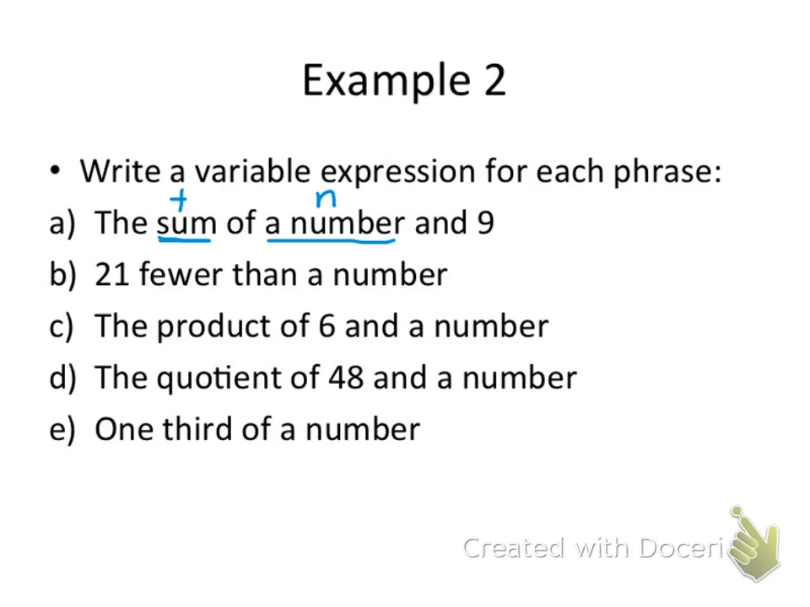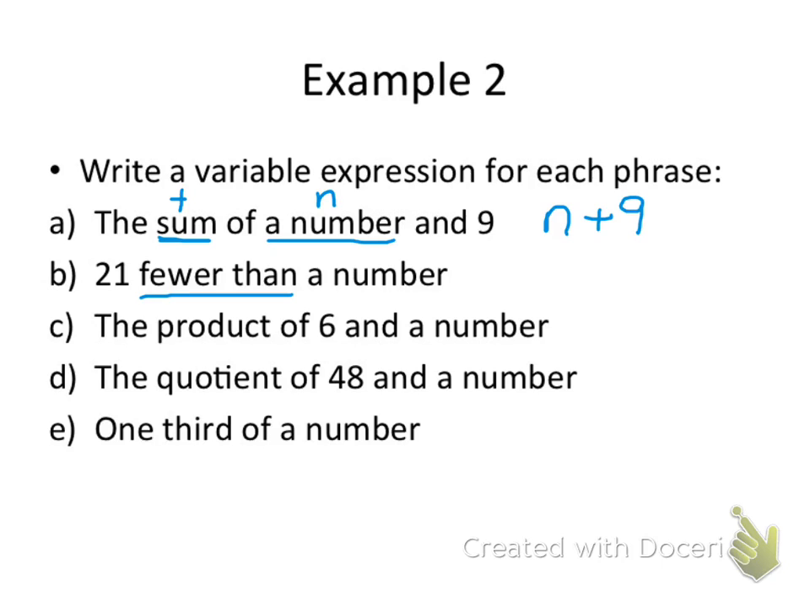Here's our variable, and then here's the other number. So n plus 9 would show the sum of a number and 9. Looking at B, 21 fewer than a number. So here's the phrase that will let us know the operation.